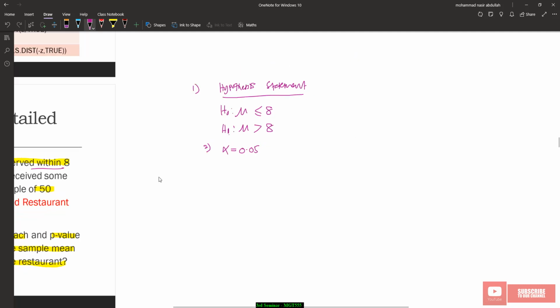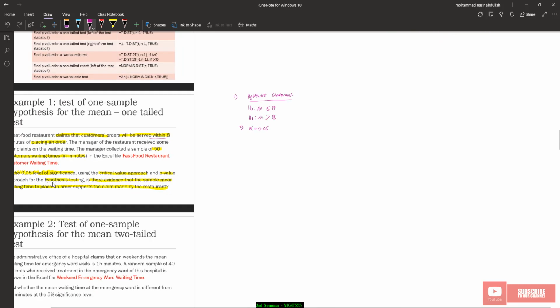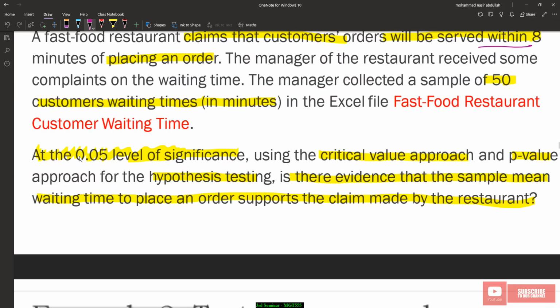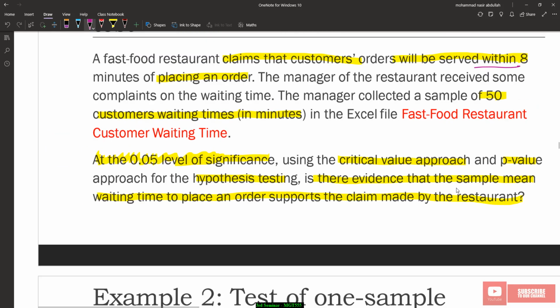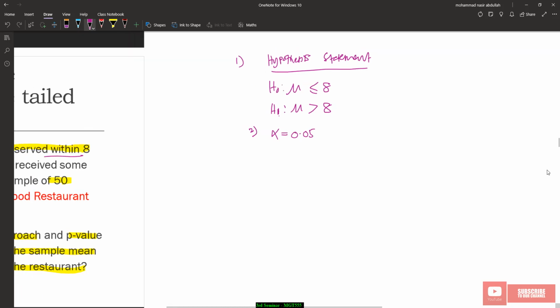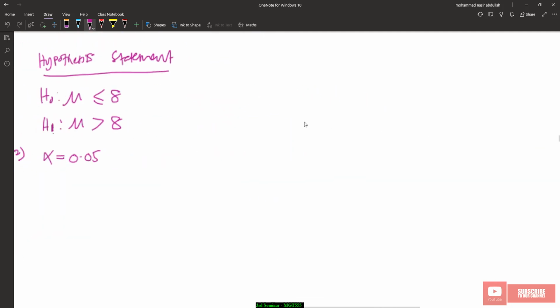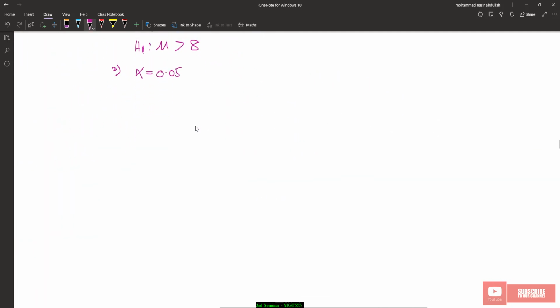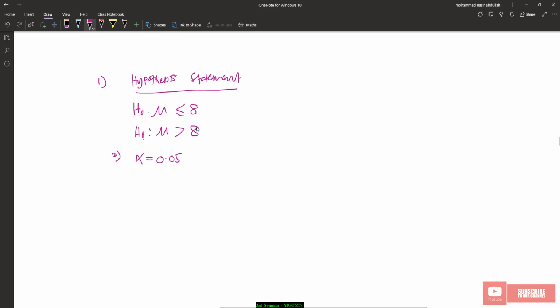Where do you get alpha 0.05? It is already given here. Alpha 0.05, at 0.05 level of significance using a critical value and p-value approach, right? Okay, so this is how we are going to test the statement.